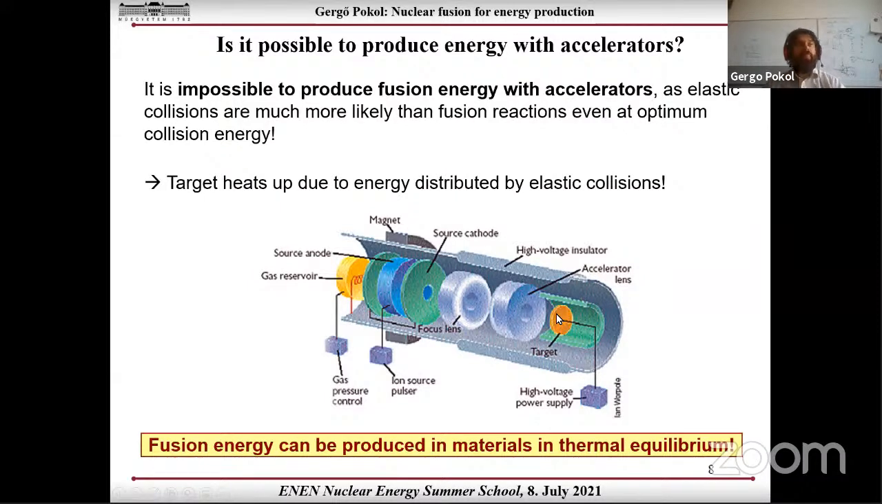What we really need is a thermalized substance full of deuterium and tritium, where the temperature is high enough so that the average collision energy is enough to produce fusion. And this is where it becomes exciting, because the temperatures that we need are on the order of a few 100 million degrees Celsius. So about 10 times higher than in the core of the sun. That's what we need to handle.